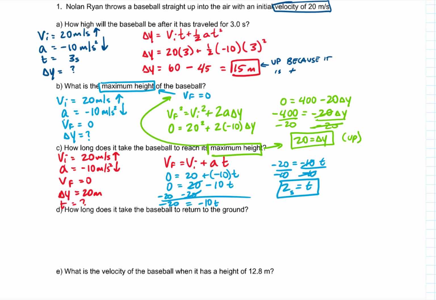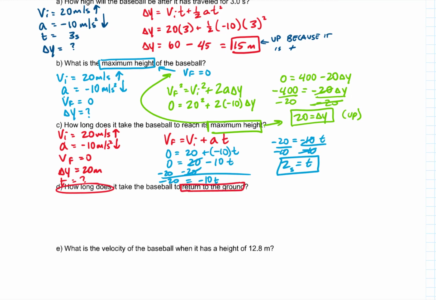Part D, we have another piece of given information from our words. How long is what it's asking for, and then return to the ground is our piece of given information. There's a lot there. So returning to the ground means that delta y is 0 because that's the same as our launch position, our launch height. So if we're back at our launch height, we've made a round trip, and for that round trip, the delta y is 0.